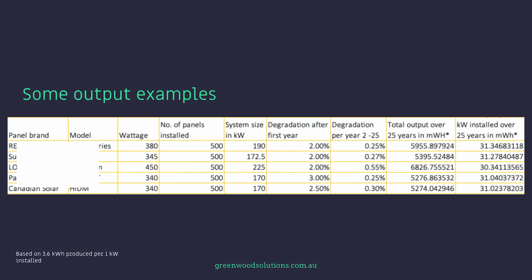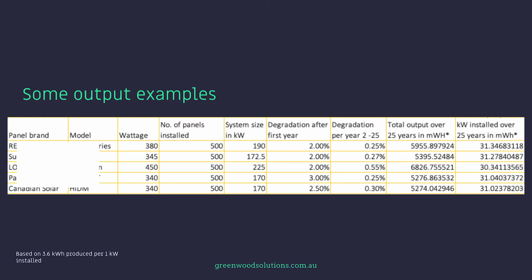I've looked at a range of panels and I've analysed them from the point of view of, for every kilowatt installed, how many kilowatt hours will that panel produce over its lifespan? So we have a table here with various panels. We have 1, 2, 3, 4, 5 options with different wattages. We have the number of panels installed, a system size in kilowatts, and then the degradation of that particular panel from the data sheet.